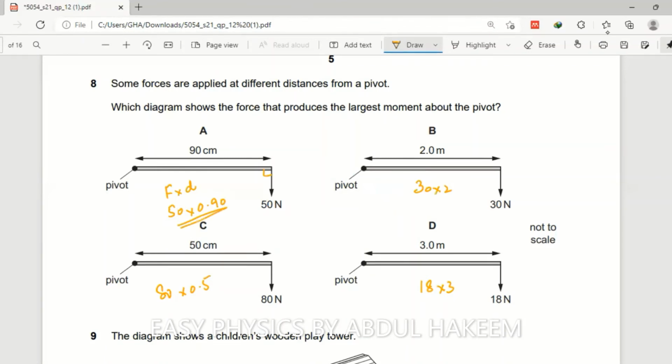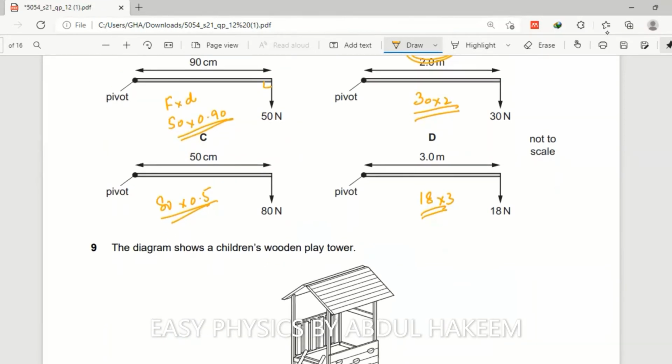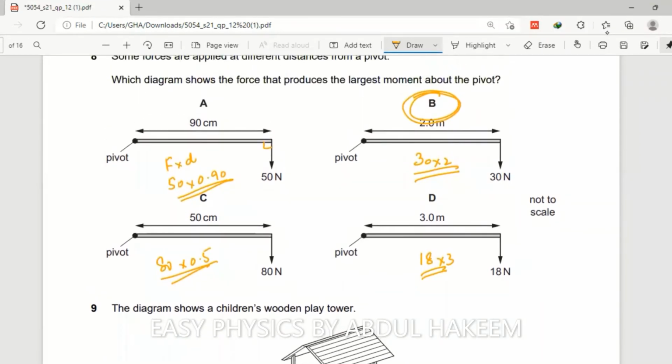this is 60, this is 40, and this is 54. So definitely this is the larger one. So B is the answer. The largest moment is produced in diagram B. Do convert centimeter into meter for the calculation.